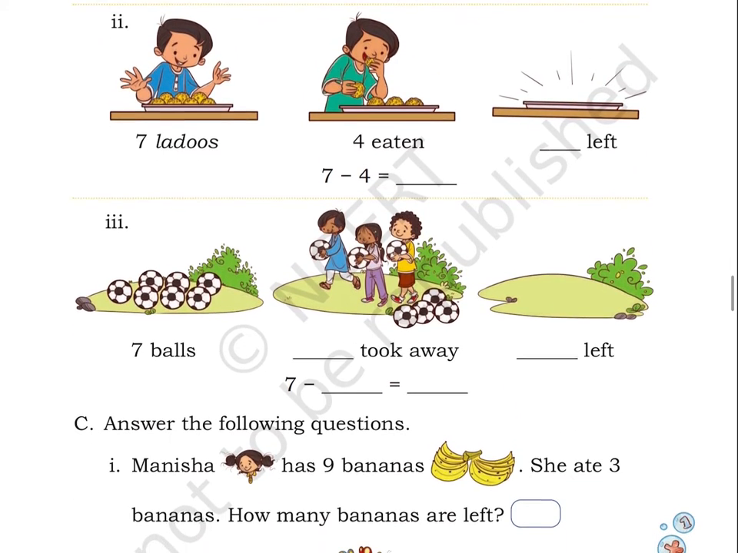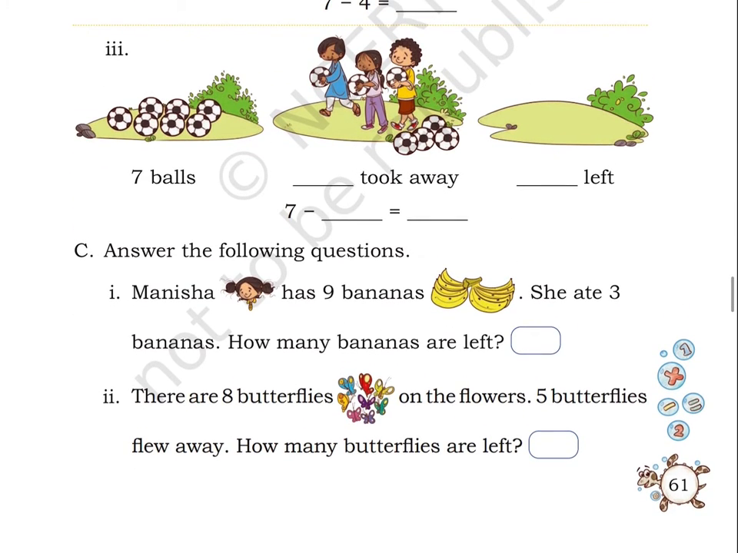3. In the first picture, we have 7 balls. In the second picture, some children took blank balls away. 7 minus blank is equal to blank. In the third picture, you have to draw the number of balls left.